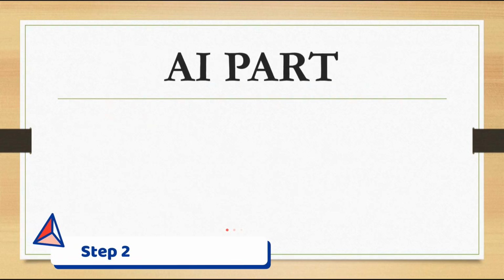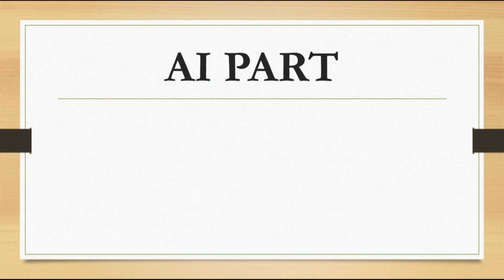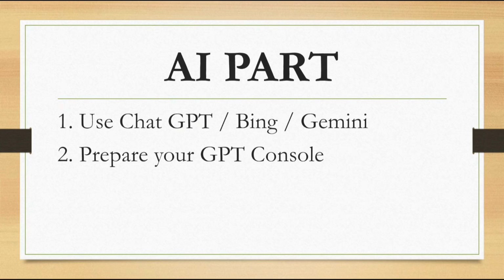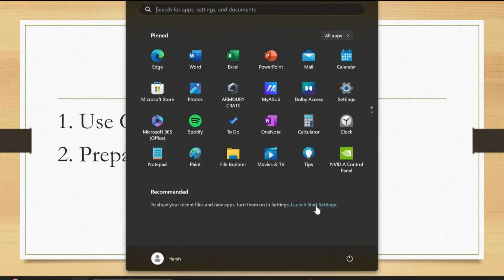Okay, cool. Next part comes the AI part. I am sure that most of us just rush to ChatGPT and ask questions, right? You can use ChatGPT, Bing, and Gemini. Second, prepare your GPT console. What do I mean by prepare your GPT console? So, how do you do these things?